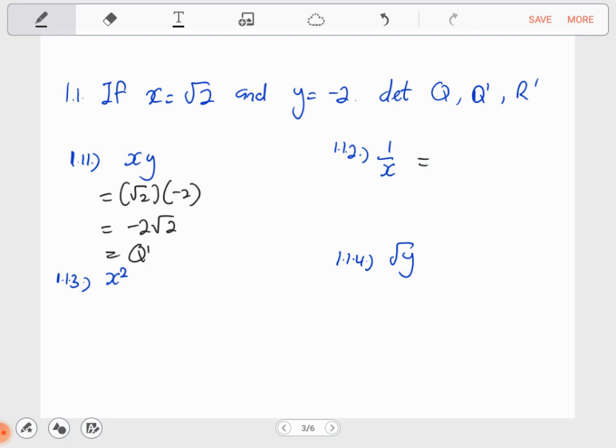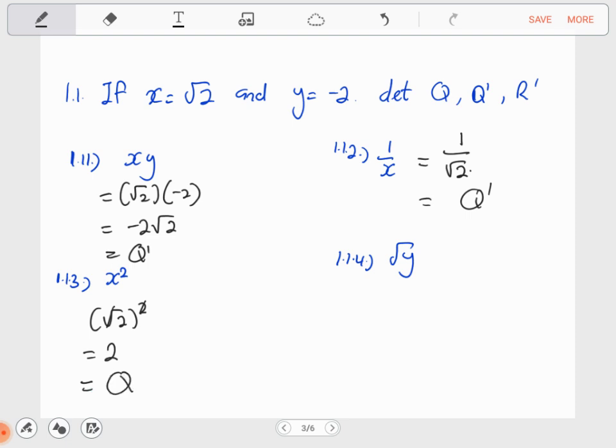1.1.2, 1 over x. Well, x is root 2, so this is now a fraction. 1's an integer, but root 2 is not an integer. At the moment you have a fraction where either the numerator or denominator is not an integer, then that's going to be an irrational fraction. All right, let's look at x squared, number 1.1.3. If I take root 2 and I square it, the square root is cancelled by the square. I'm left with 2. 2 is an integer, and all integers on its own are rational.